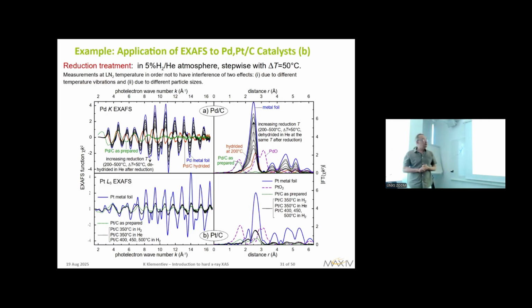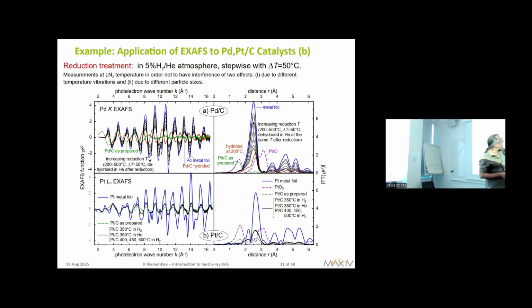What we see there are some references. So palladium and platinum foils, the blue ones, and also oxides, the green spectra. These are just references. From the references, you see what is the first coordination shell. In this case, this is palladium oxide, purple. So the first shell is the oxygen shell.